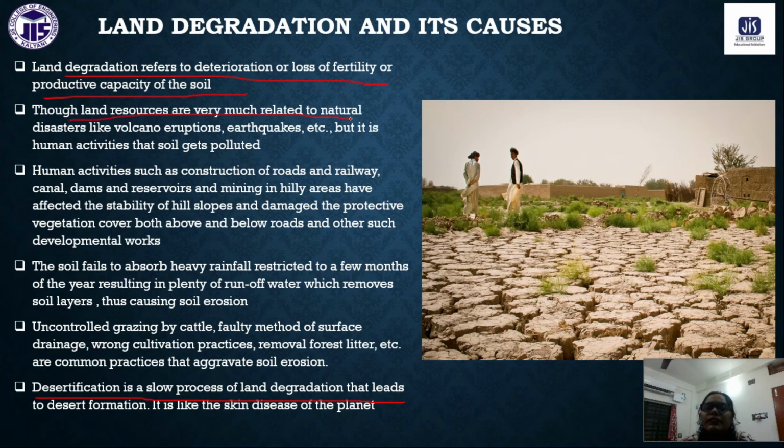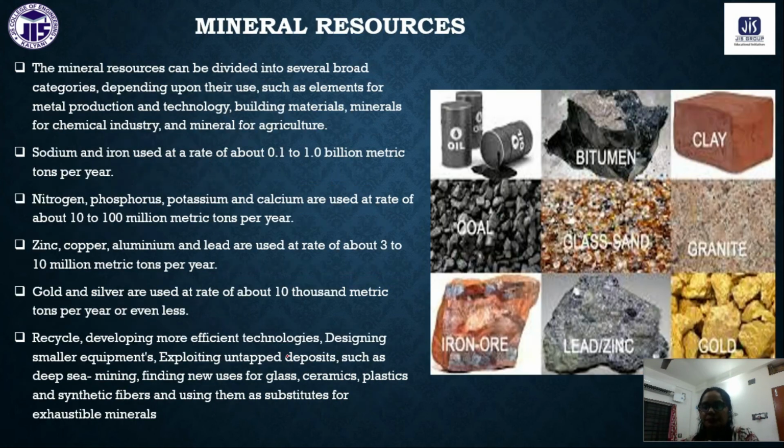Though land resources are very much related to natural disasters like volcanic eruption and earthquake, it is also human activity that makes the soil get polluted. Okay, so uncontrolled grazing by cattle, and wrong cultivation practices, are also causes of soil erosion. So all these are causes for soil degradation or soil pollution.